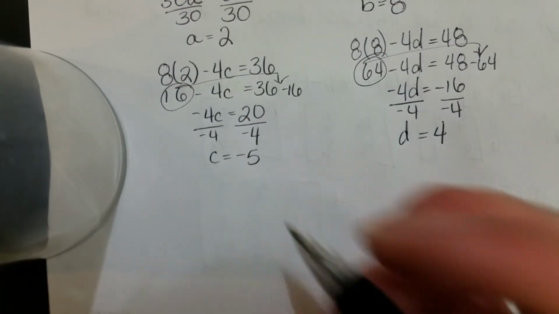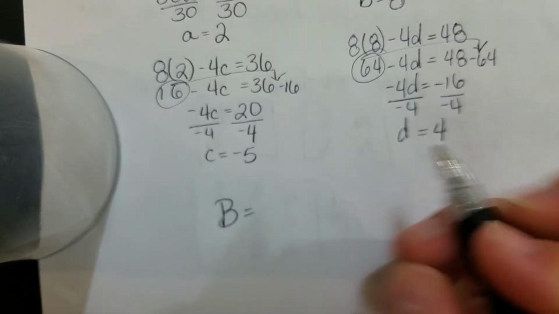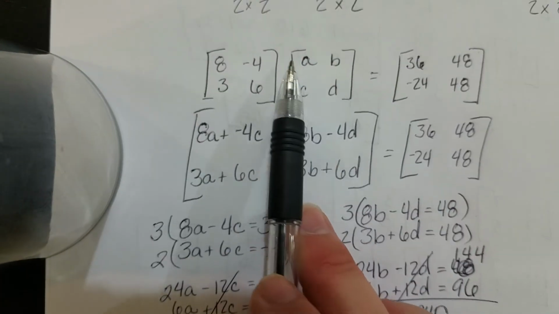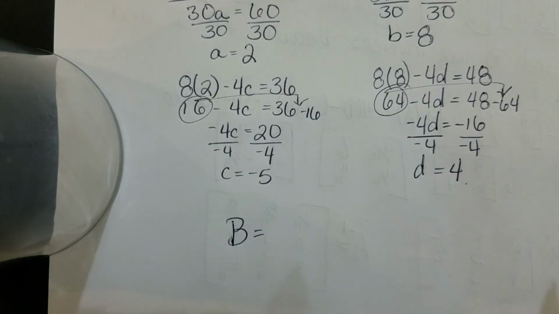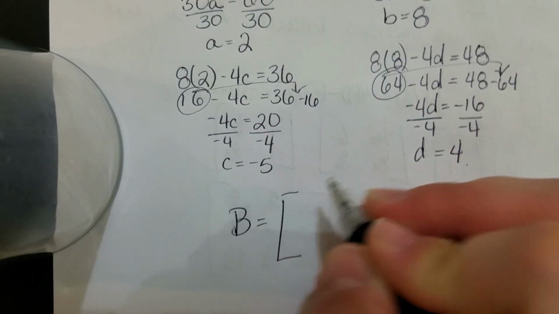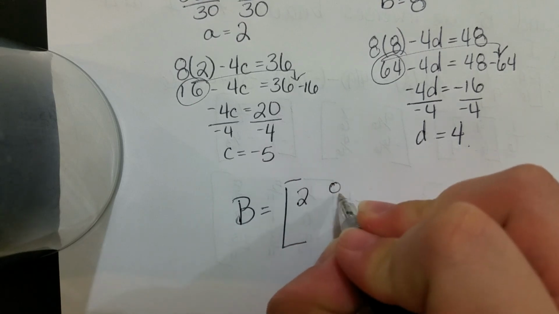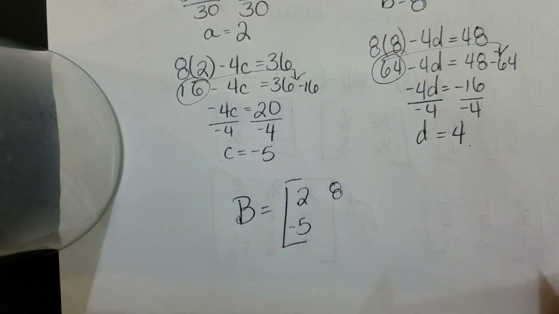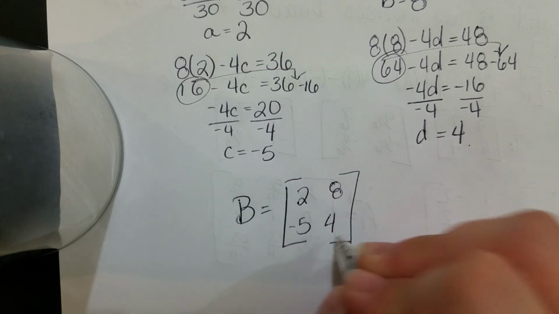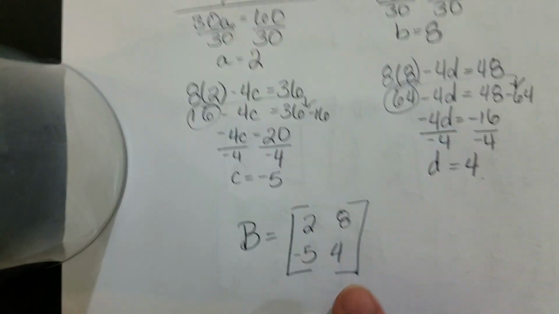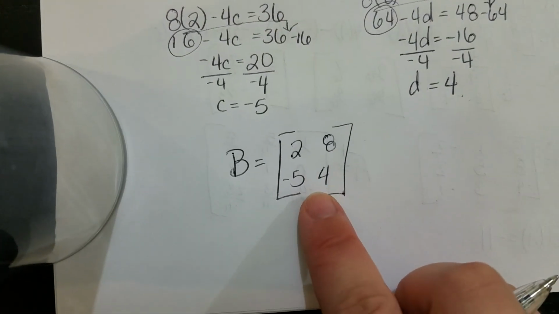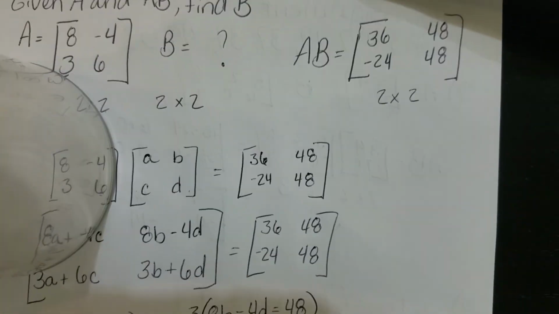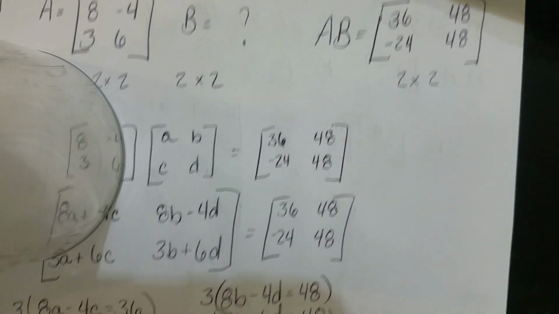So the final answer is that B, which before we can look at it, it was A, B, then C, then D. So A, then B, C, then D. And you can always check it in your calculator by doing the original, this one A, times what we just got, and then making sure, obviously, that it equals this one. Okay?